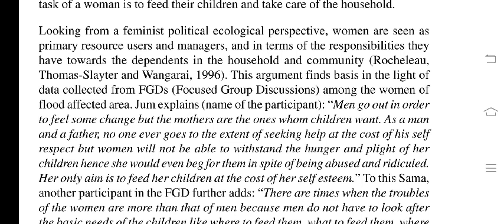Men go out in order to feel some change, but the mothers are the ones whom children want. As a man and a father, no one ever goes to the extent of seeking help at the cost of his self-respect, but women will not be able to withstand the hunger and plight of her children, and she would even beg for them in spite of being abused and ridiculed. Her only aim is to feed her children at the cost of her self-esteem.